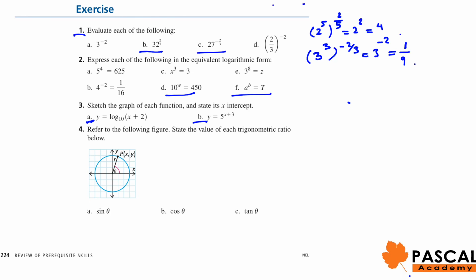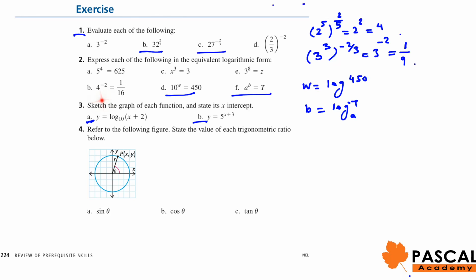Question 2, express each of the following in logarithmic form. 10 to the power of w equals 450. w is log of 450 base 10. Part F, a to the power of b is t. This means the exponent b is log of t base a.